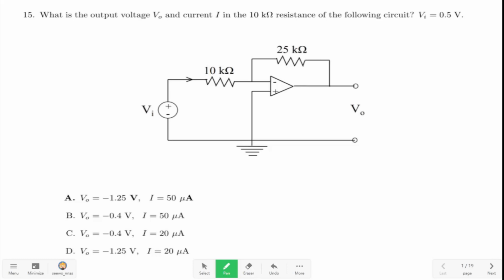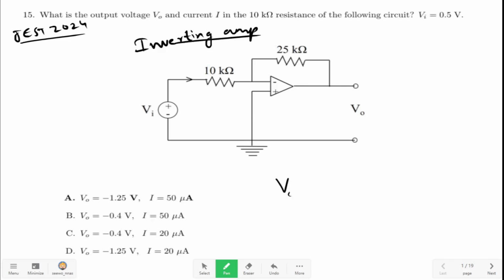In this session, let us solve this question from JEST 2024. The question is from op-amp. The given circuit is a very standard circuit. It is the circuit of an inverting amplifier, and for inverting amplifier we have the relation between output voltage and input voltage. Vout is equal to minus RF divided by R times Vi.